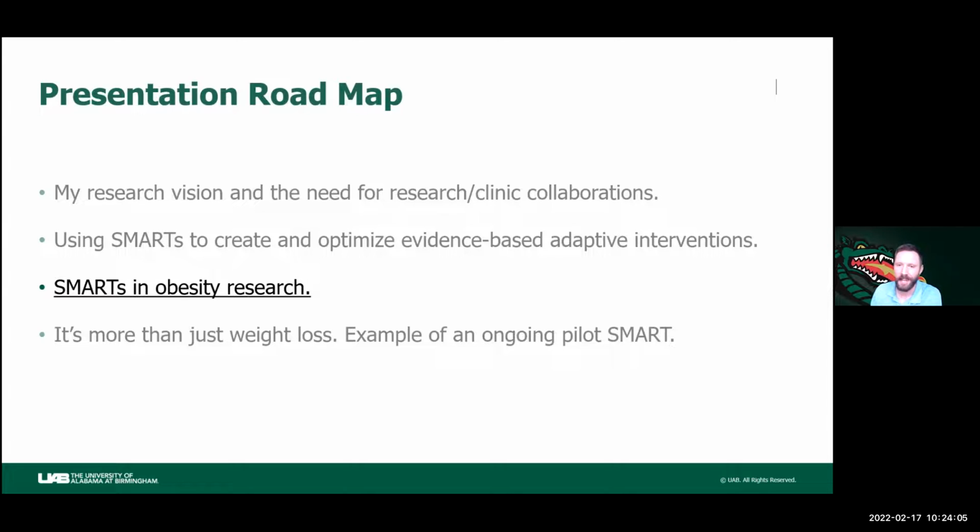So in the next section, I'm going to introduce you to some examples of SMARTs and how they've been used in obesity research, including some of the ones that we're conducting here at UAB.